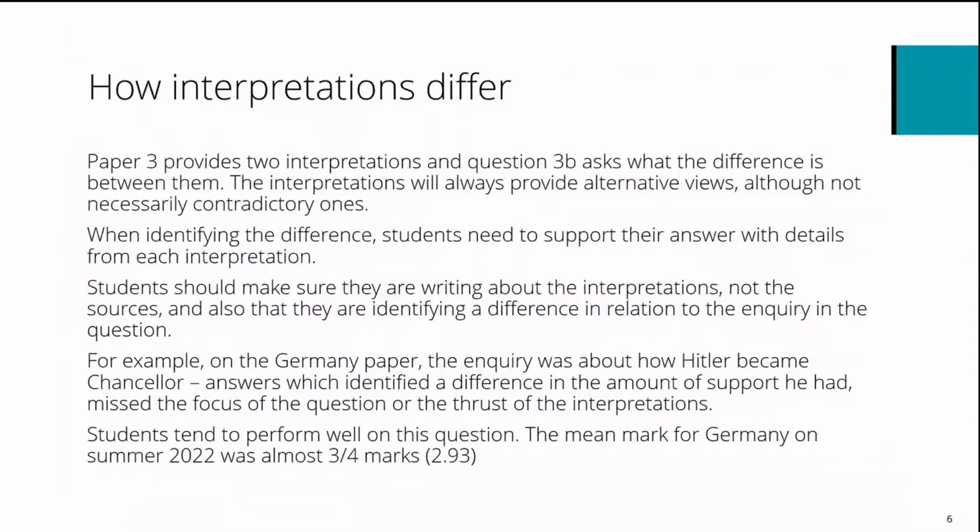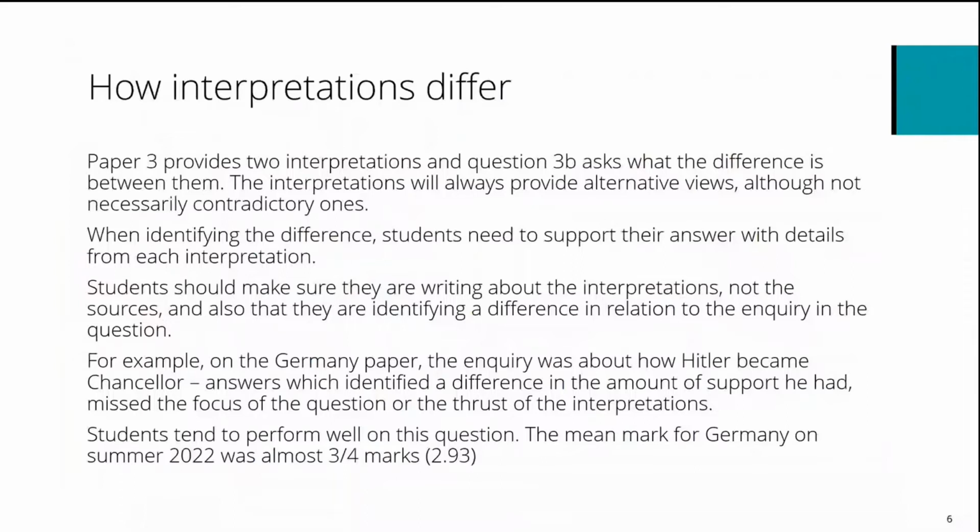The first question we're going to look at is how interpretations differ. This is question 3B, and it's focusing on two interpretations that students have been provided with, and they need to say what the difference between them is. So that's the key difference in emphasis. The interpretations will always provide alternative views, although they're not necessarily contradictory ones. When identifying the difference, students need to support their answer with details from each interpretation.